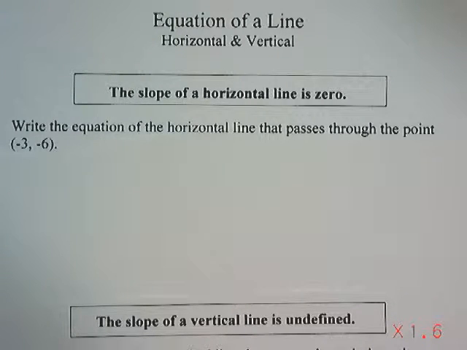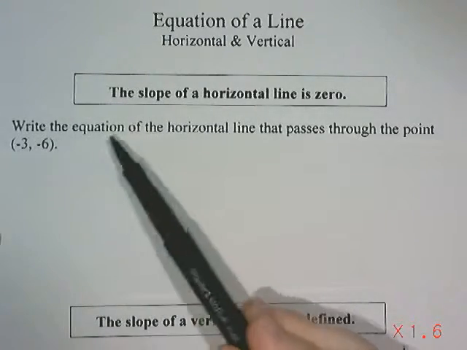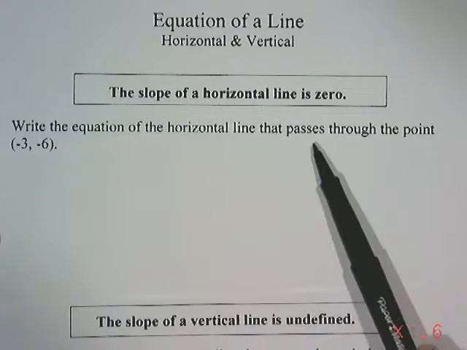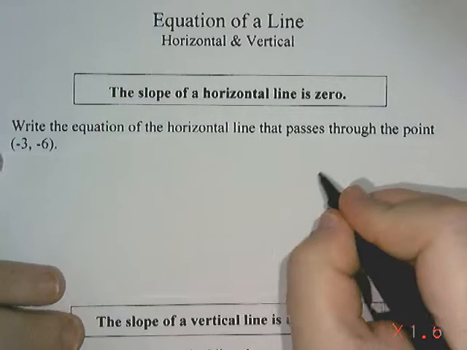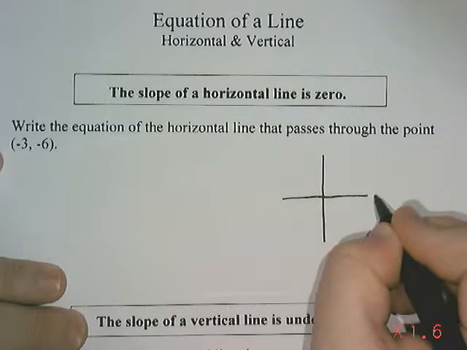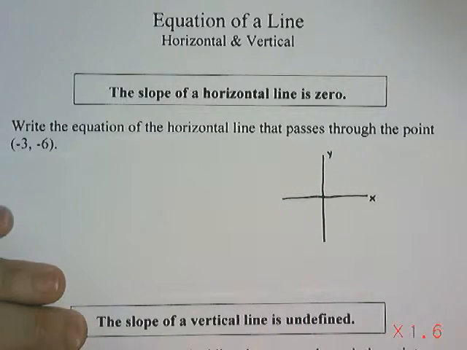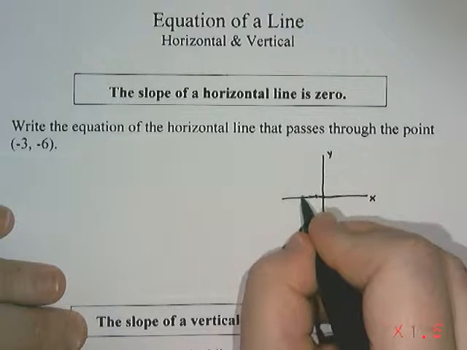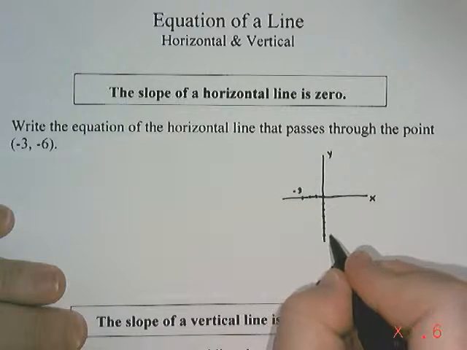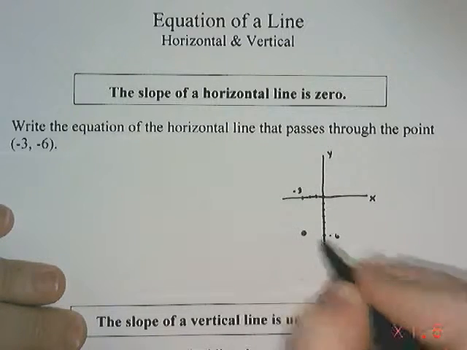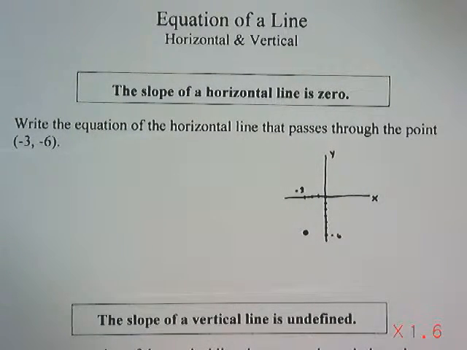The equations of horizontal and vertical lines. So our question says, write the equation of the horizontal line that passes through the point -3, -6. To help me do that, I'm going to draw a really rough picture just so I get an idea of what it looks like. I'm going to draw my XY axis, and I'm going to find the point -3, -6 right there. And I'm going to draw a horizontal line that passes through that point.